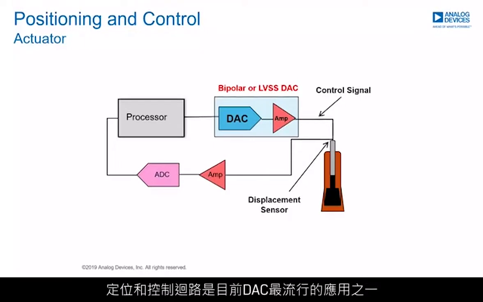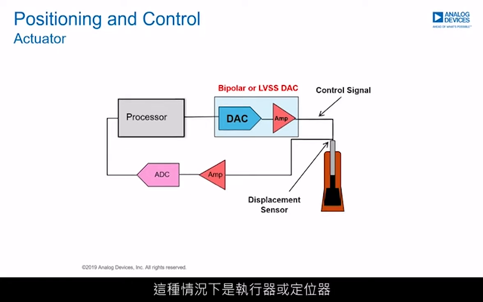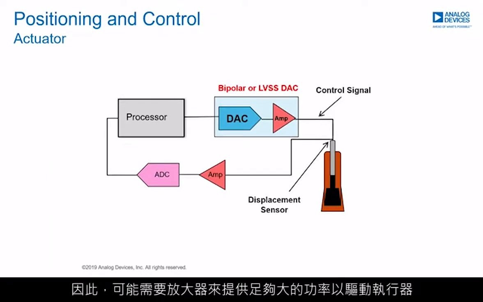Positioning and control loops are one of the most popular applications for DACs nowadays. In this example, the DAC sends a voltage command signal to a transducer, which in this case is an actuator or positioner. This command signal generates a change in the physical parameter of the transducer. An actuator is usually activated by a low-level command signal, so an amplifier may be required to provide sufficient power to drive the actuator.